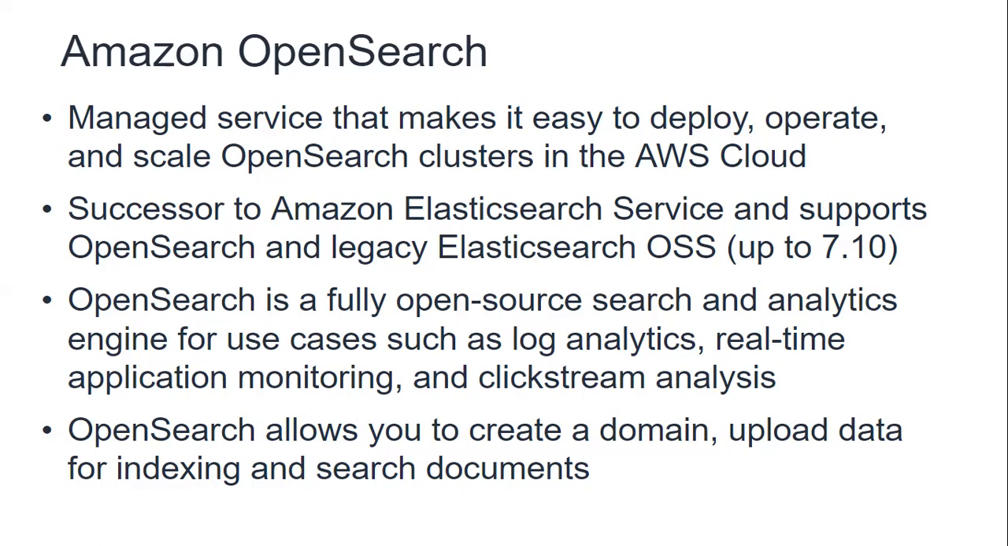So OpenSearch, like Elasticsearch, can be used to index documents, and by index documents simply means you put data in there and then you can analyze it. So you can analyze logs, monitor applications in real time, and even analyze clickstream. So which areas of your websites people are clicking and how they're interacting with your websites and all that. So that's OpenSearch. It's Elasticsearch from AWS.